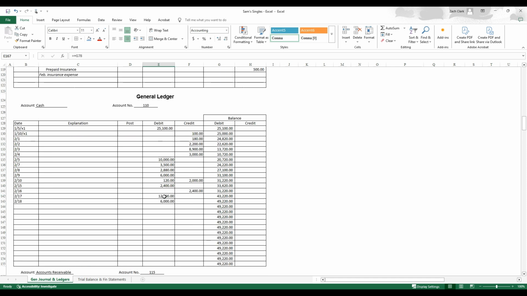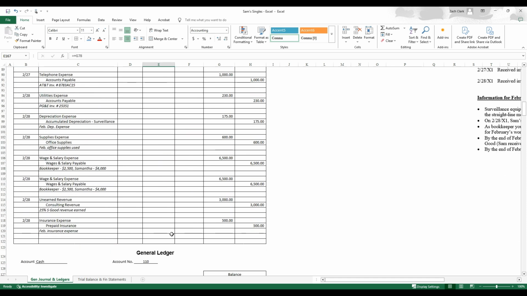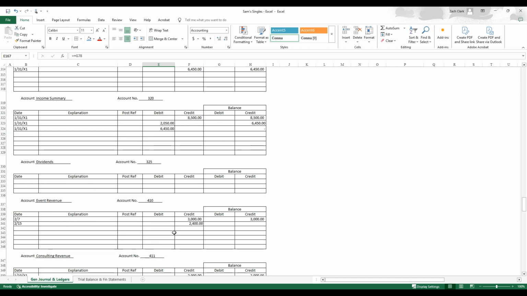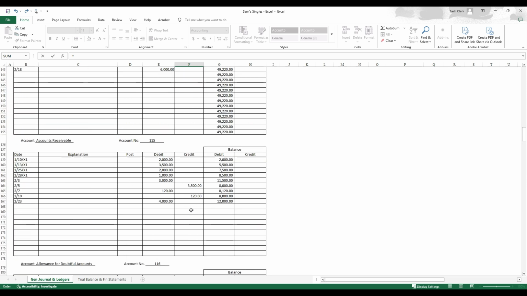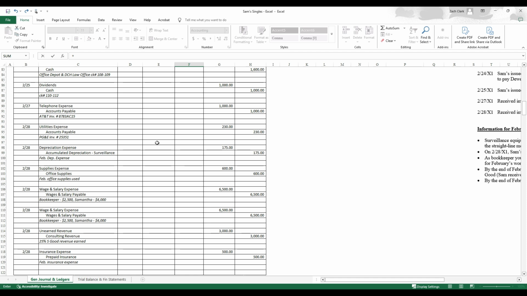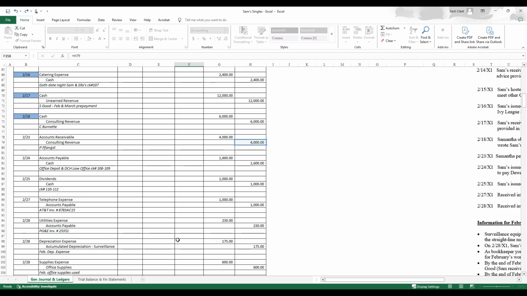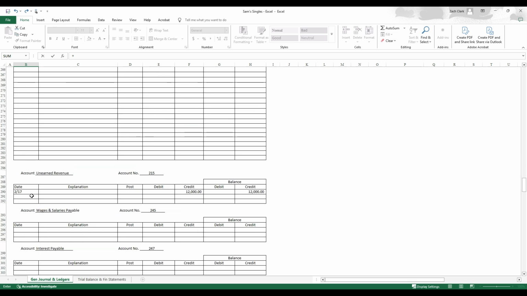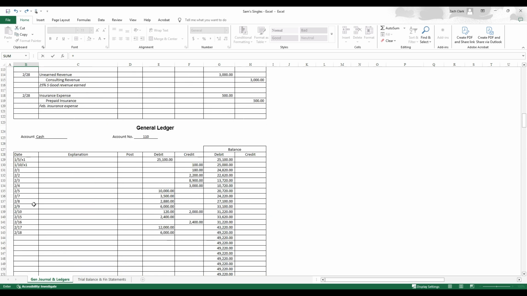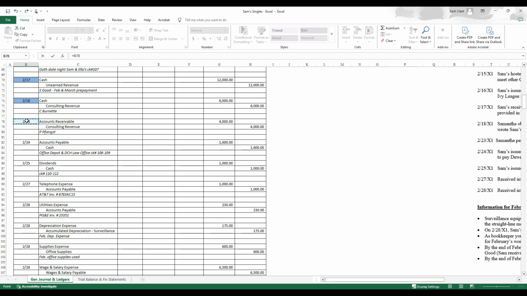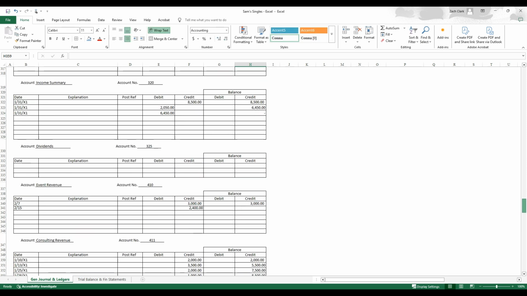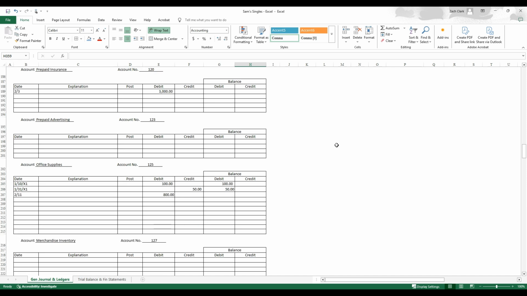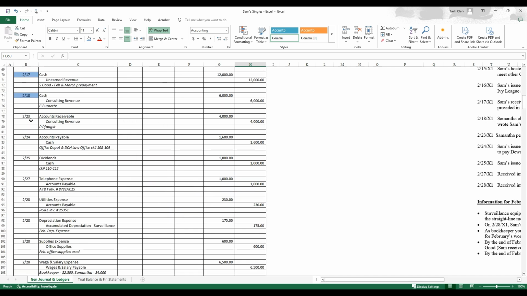So accounts receivable up, and then what's the other side? Consulting revenue. Our credit goes to consulting revenue. And that was on the 23rd. Boom, boom. Let's update our running total. Okay. Almost there. Come on. Getting close.